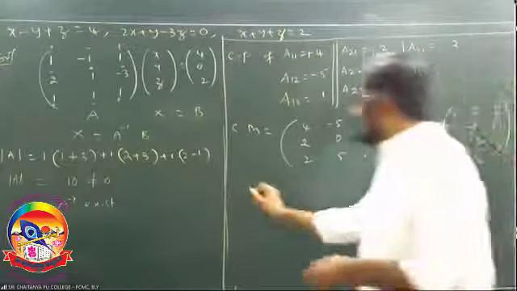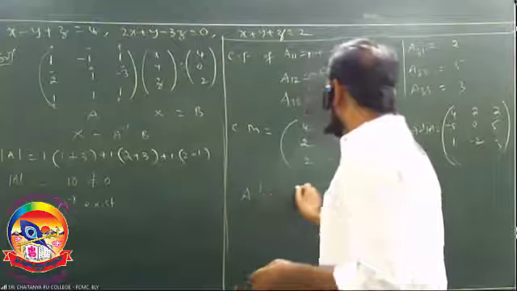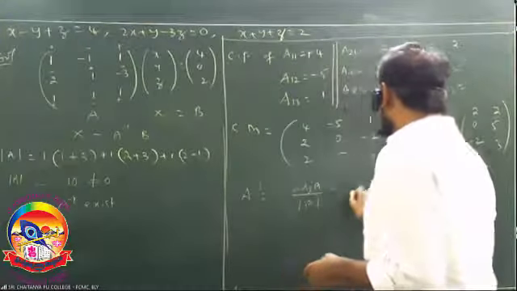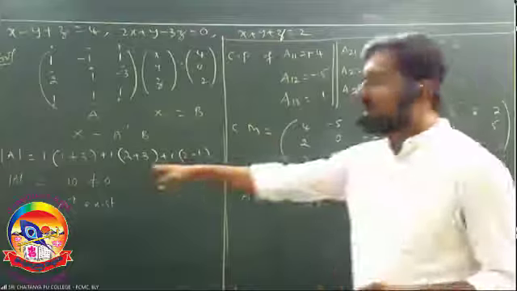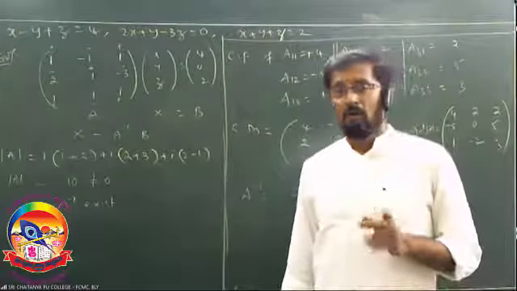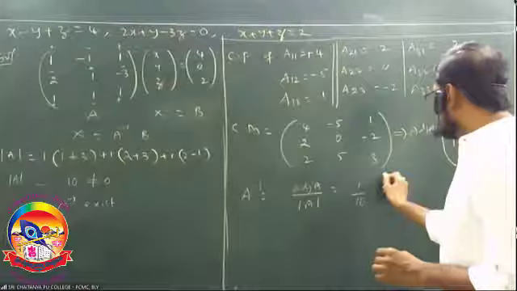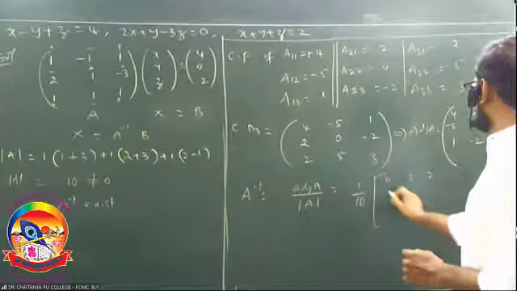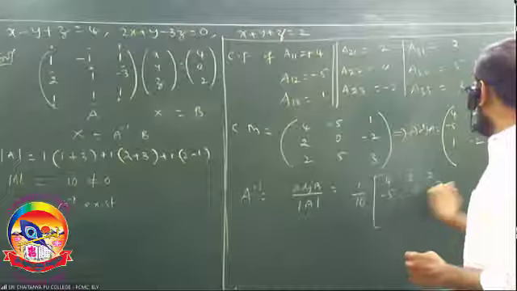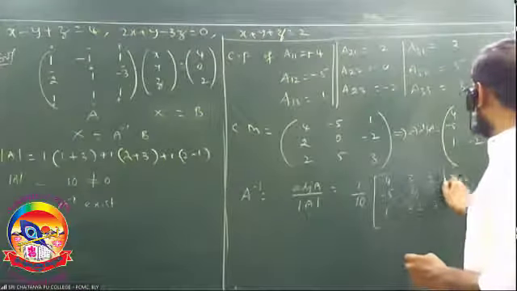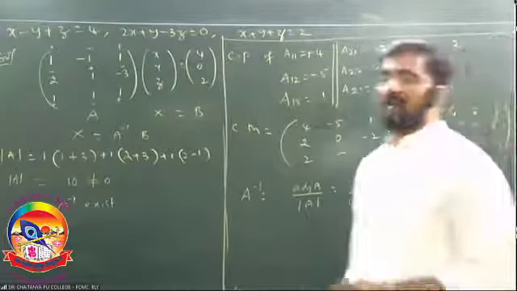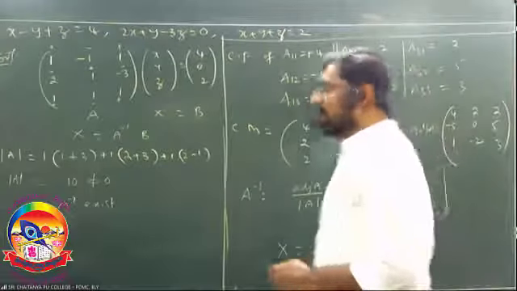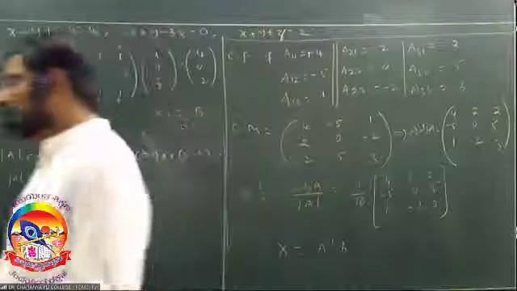Now you find A inverse. A inverse is equal to adjoint A by det A, which is nothing but 1 upon 10. See, the determinant value is 10. So 1 upon 10 into the adjoint A value, which is 4, 2, 2, minus 5, 0, 5, 1, minus 2, 3. Now copy up to here. After that, we can find X equals A inverse into B. Copy this one, please.